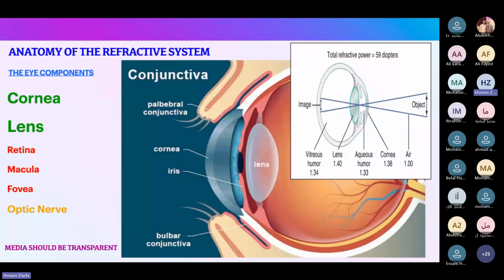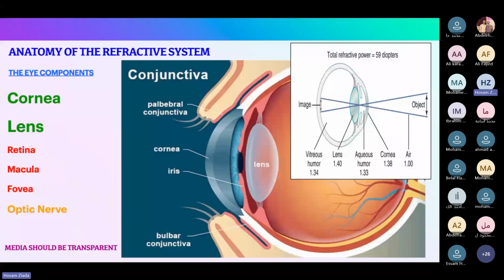So the total refractive power of the eye, to keep it in your mind, is 59 diopters. 43 to 45 of them is for the cornea alone. And the remaining part, which is around 14 to 17 diopters, is for the lens. It's an average. The numbers down in the photo are for the refractive index.